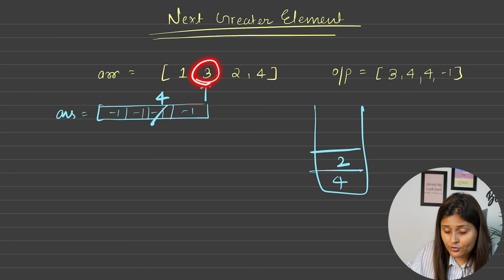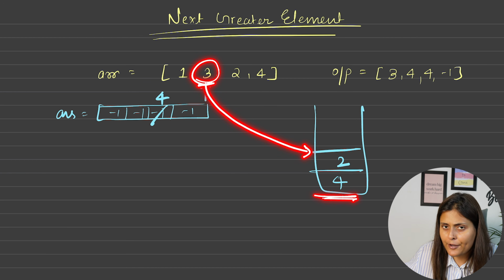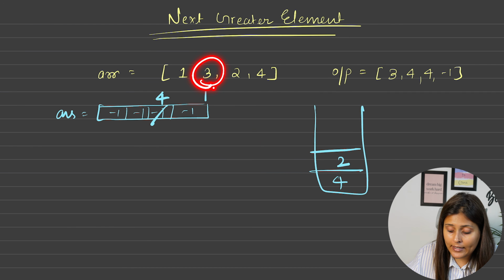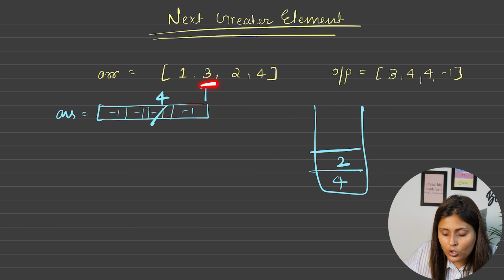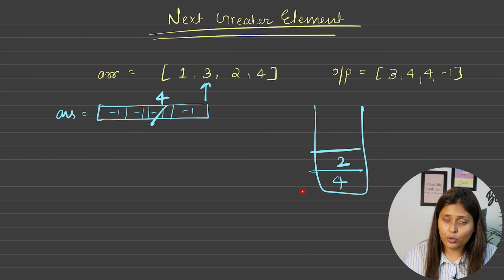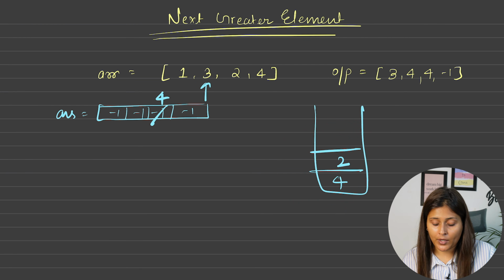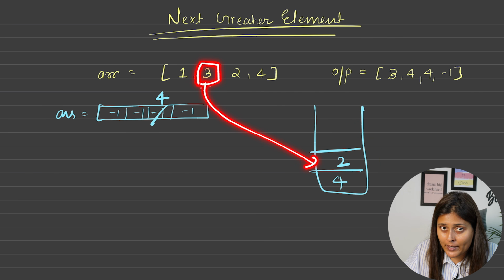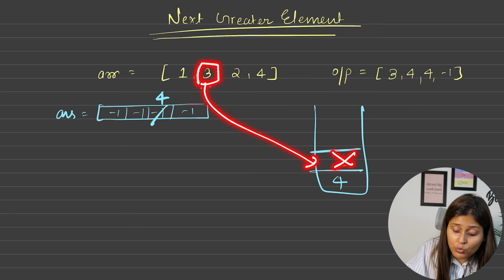We are at 3. We want to compare this. We'll check, is our stack empty? No, it is not. So, is this 3 greater than 2? Yes. It means for 3, 2 is not the greater element. In the stack, we are maintaining it such that we will only put the greater elements seen till now. So as I know that for 3, 2 is not the greater element, I can blindly remove it.